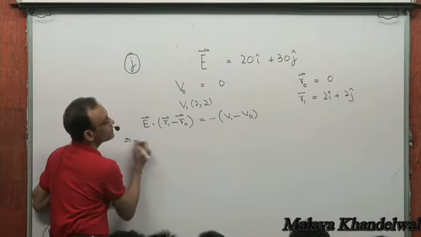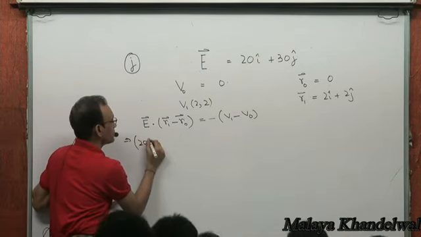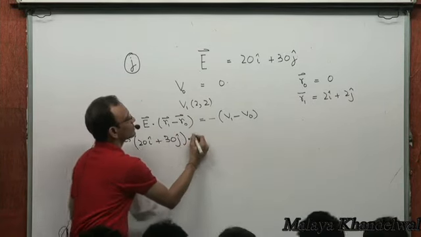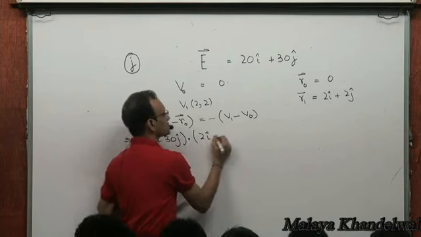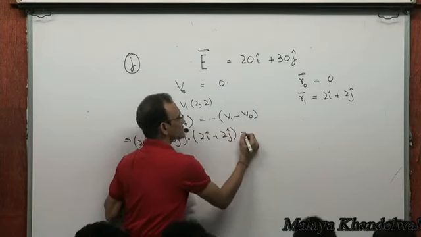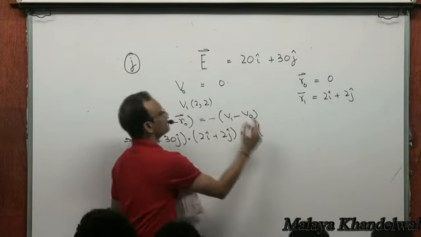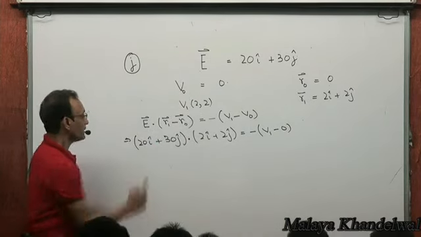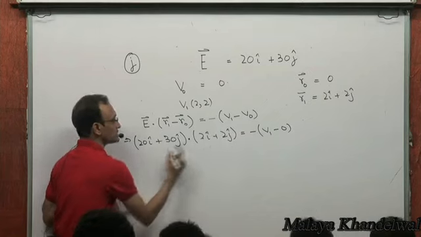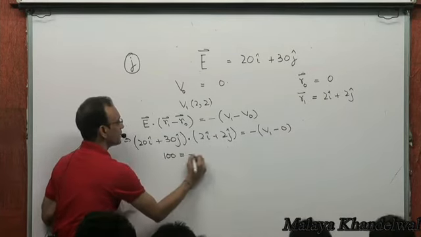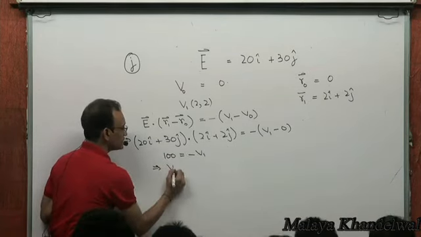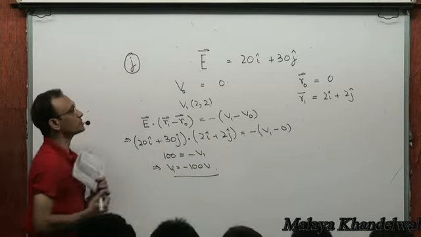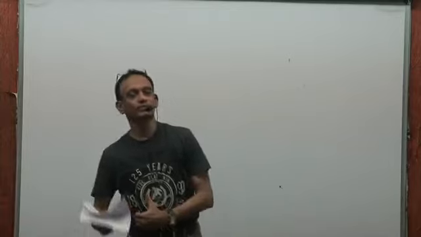r0 is 0. E dot r1 means 20 i cap plus 30 j cap dot 2 i cap plus 2 j cap, which is minus v1. v1 is what we want to calculate, and v0 is given to be 0. As you can see, this is 40 plus 60, which is 100, equal to minus v1, so v1 is minus 100 volts. That is the potential at 2 comma 2.